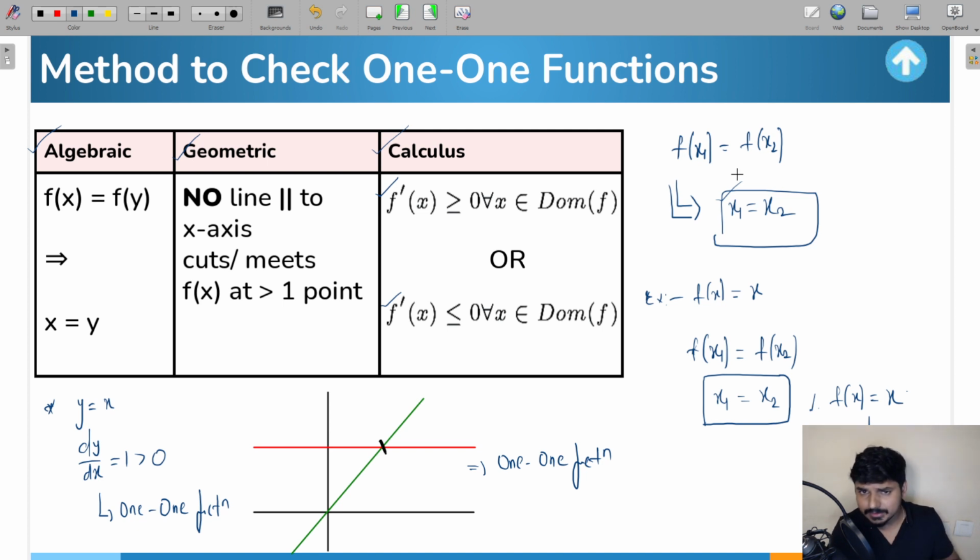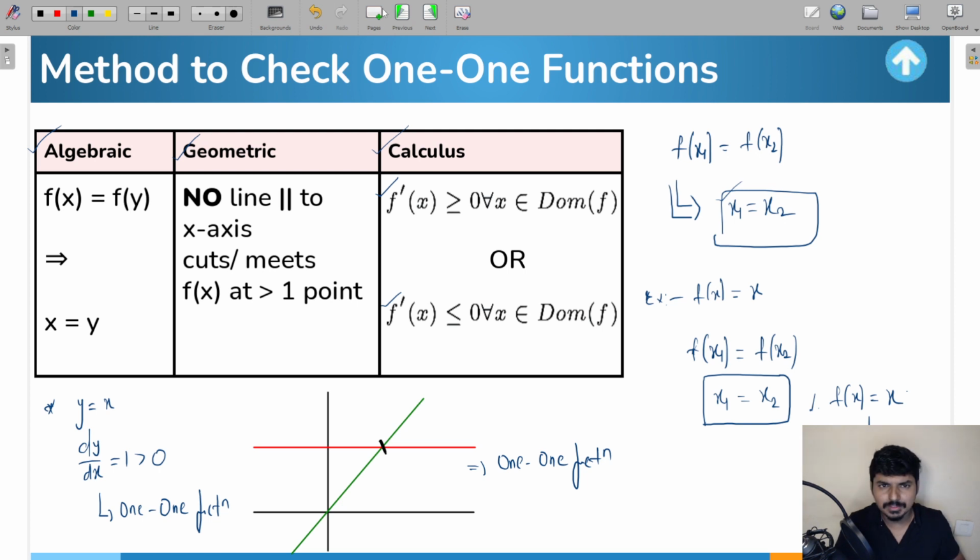In the geometric method, draw the graph of f of x, draw the horizontal line, and see at how many points it is intersecting. If it is intersecting at only one point, then that is going to be a 1-1 function. Or else check whether the function given for you is an increasing function or a decreasing function in the given domain, and accordingly you can conclude whether the function is going to be 1-1 or not.